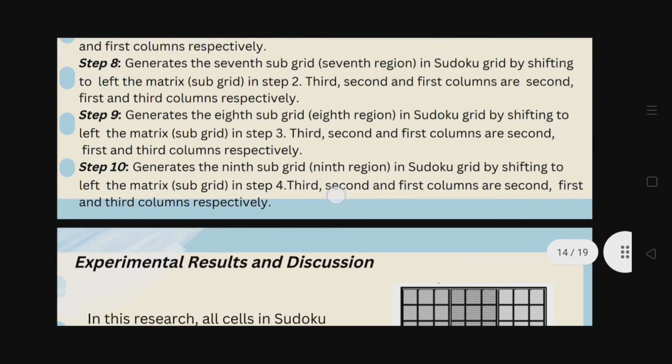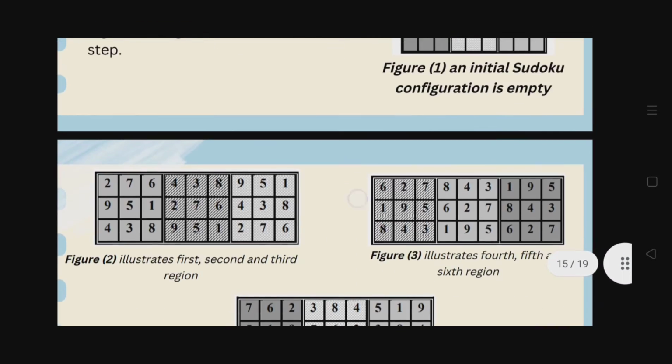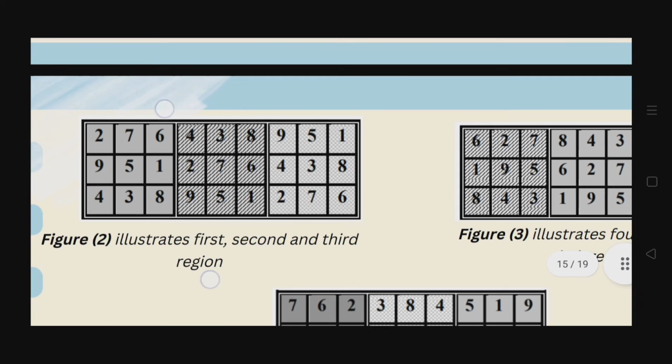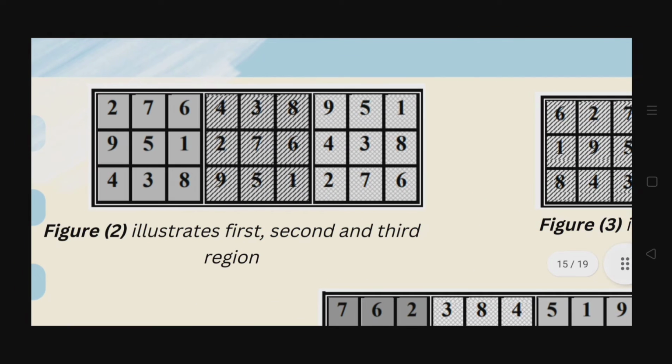Now, let's look here. I'll zoom in to make it clear. So our first region comes from my example of a magic square of order 3. So 2, 7, 6, 9, 5, 1, 4, 3, 8. Right, its magic sum is equal to 15.